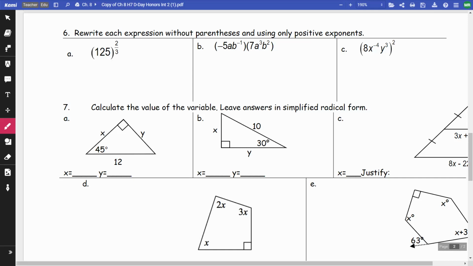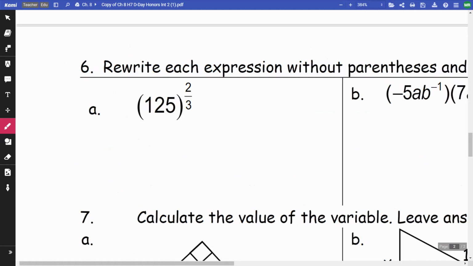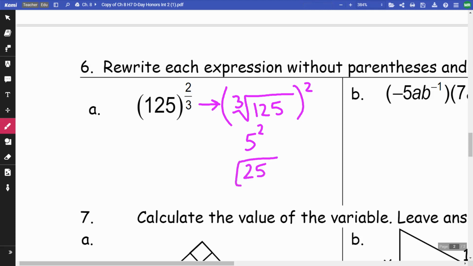So on number 6, these ones are dealing with exponents. So what we want to remember, and they want us to write this as positive exponents, but what they really want us to do on this one is this is going to be the cube root. I would write it as the cube root of 125, and then we're going to take that answer and square it. That's how I would do it. They want the actual answer. So the cube root of 125 is 5. And 5 squared is 25. And that's your answer. Okay, and I need to see work on that and not just an answer.